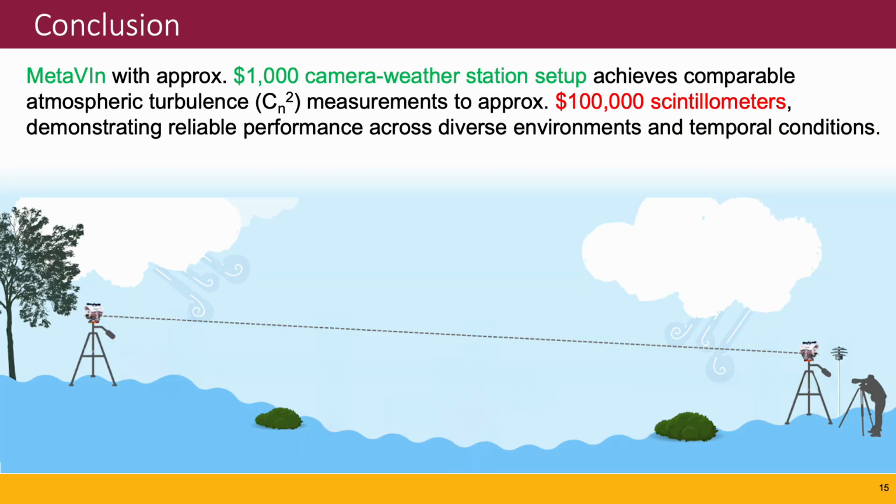So to conclude, MetaVIn with a camera and weather station setup, as shown on the bottom right, can achieve comparable results to a very expensive $100,000 scintillometer with only 1% of the cost, with greater accuracy that generalizes across different scene, environmental, and temporal conditions.